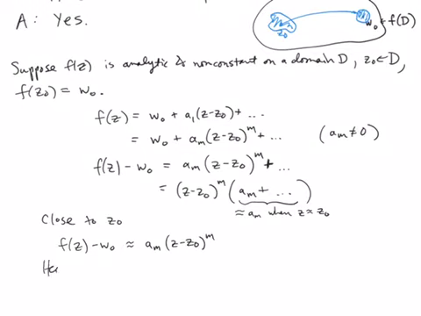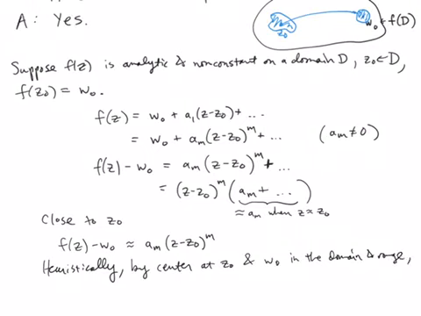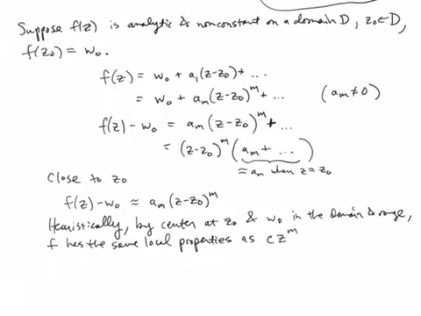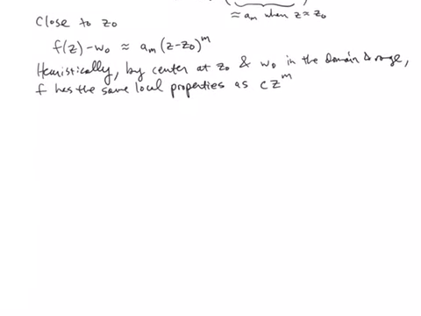So heuristically, by centering at z naught and w naught in the domain and range, f has the same local properties as a constant times z to the m. And so constant times z to the m, if you think about what that does, as c times z to the m around 0.